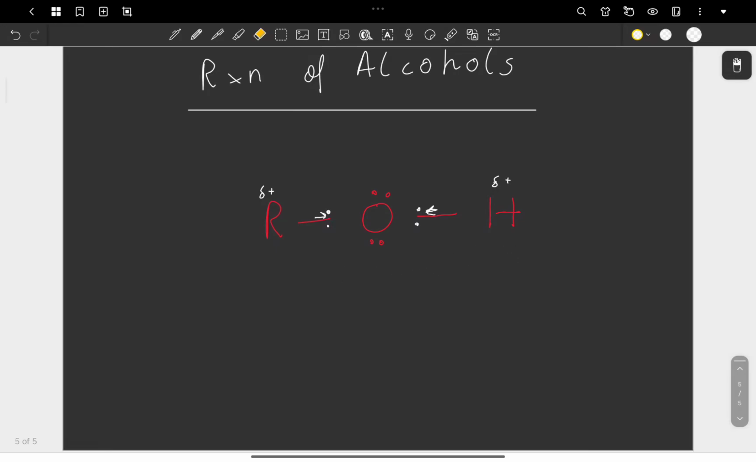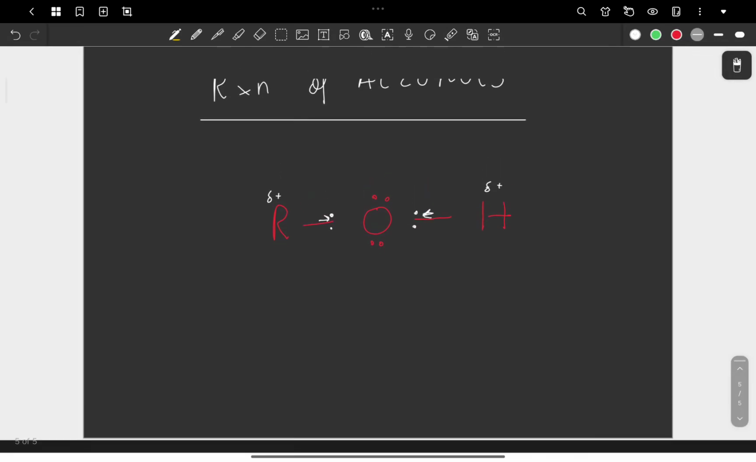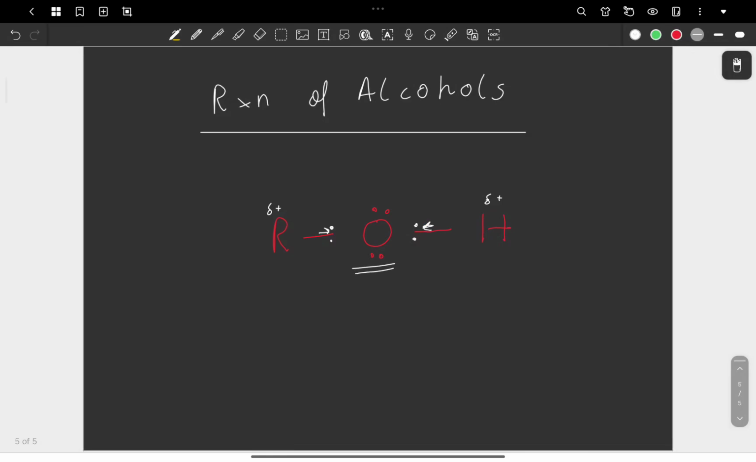Now I want to tell you some basic properties within the alcohol itself. The hydrogen atom is weakly acidic, as I said. The oxygen atom is nucleophilic and weakly basic. You look at these lone pairs, it makes the oxygen pretty nucleophilic, and it also makes it pretty basic as well.